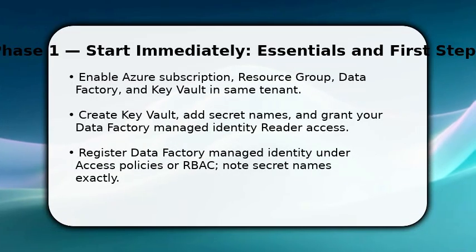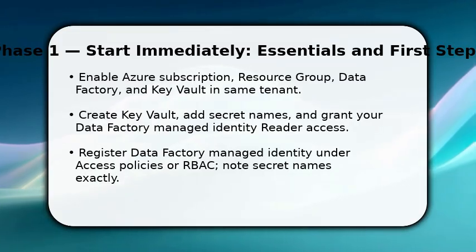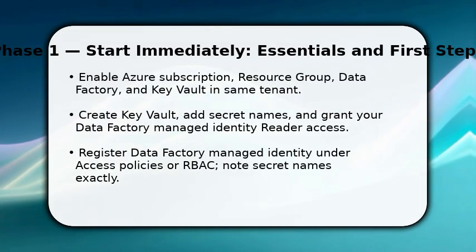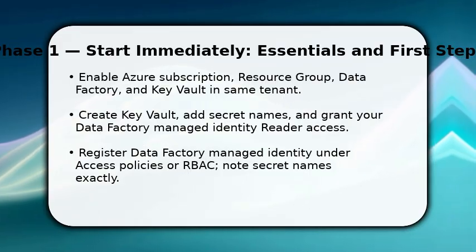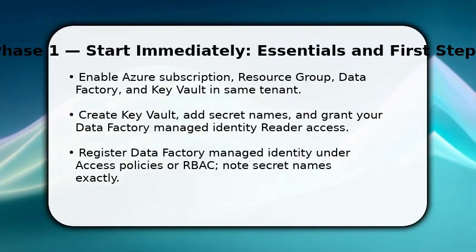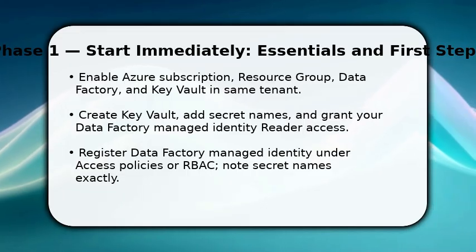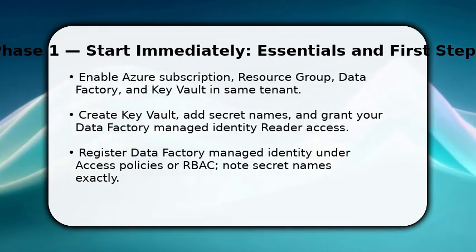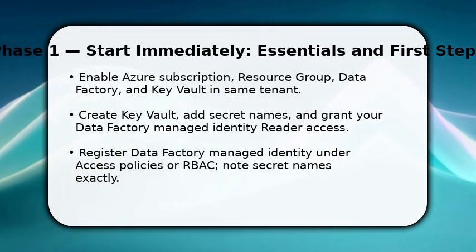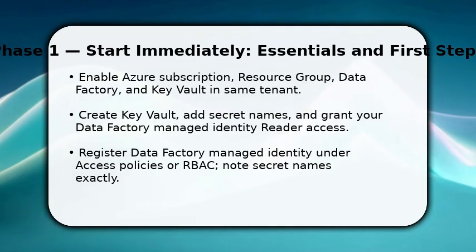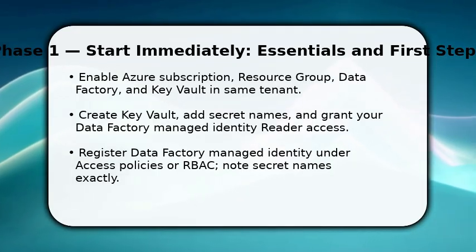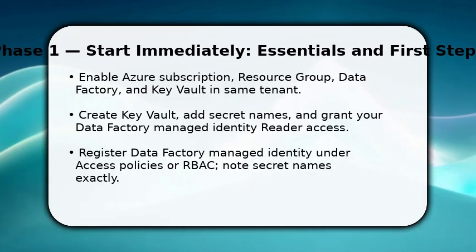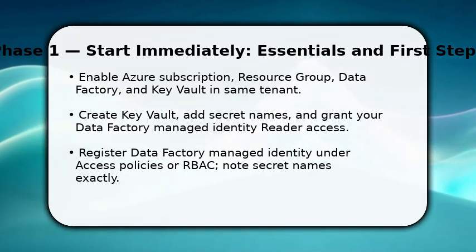You begin by confirming prerequisites: an Azure subscription, a data factory, and a key vault in the same tenant. First, create secrets in Key Vault for connection strings or keys and record their exact names. Next, assign Data Factory's managed identity either the Key Vault Secrets User role or an access policy with get permissions. Once done, open ADF to start wiring secrets into linked services.